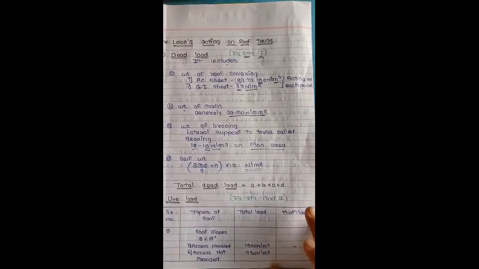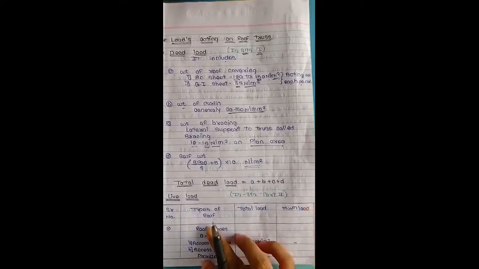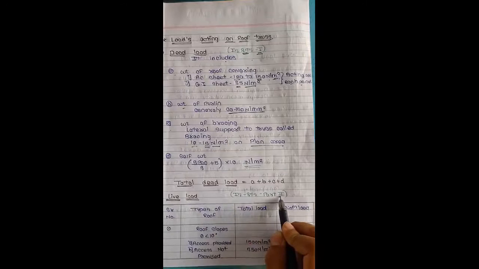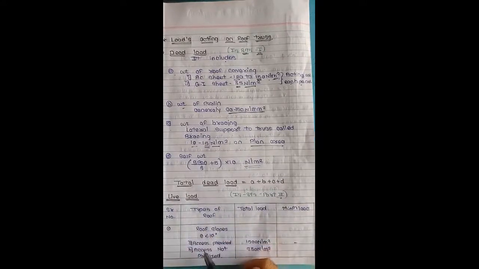Then we are calculating the live load which is acting on the roof truss. For the calculation of the live load, we are utilizing IS 875 part 2. In this, the table shows the live load of the roof truss. For an inclination less than 10 degrees, if access is provided, the live load is taken as 1500 Newton per meter square. Whereas if we don't provide any kind of access, the live load is taken as 750 Newton per meter square.